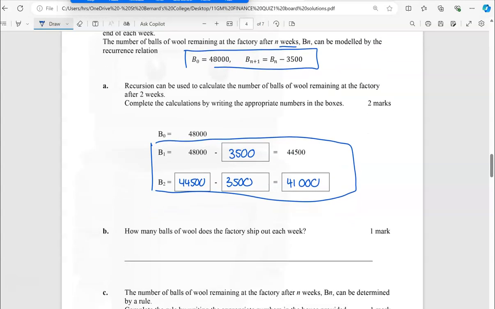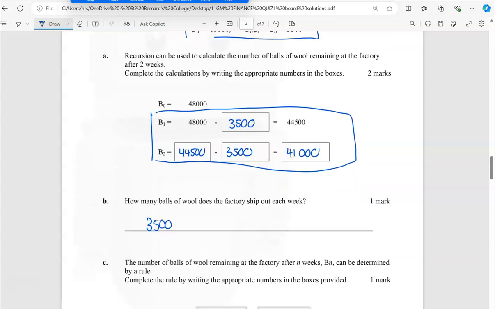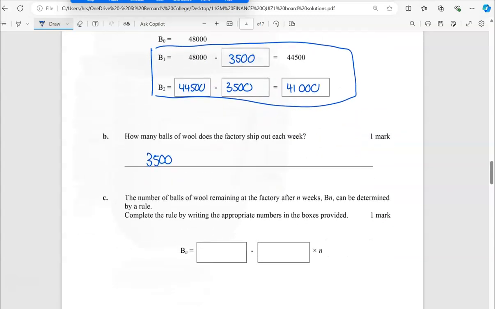Okay. So how many balls of wool does the factory ship out each week? They're just seeing if you can interpret the scenario. It's that easy. Yeah, it's 3,500. That's how many are taking away each week. Now, here it says the number of balls remaining in the factory after N weeks. So that's the nth rule. Yeah, so the nth term.